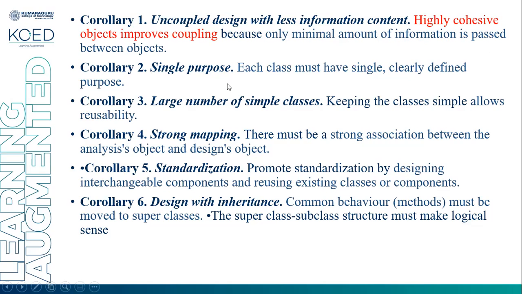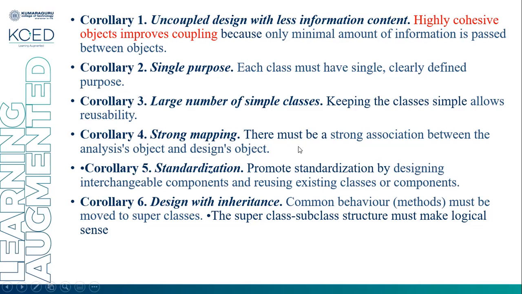The second one is single purpose: each class must have a single and clearly defined purpose. This is corollary number 2. Corollary number 3 is a large number of simple classes. Keeping the classes simple allows reusability. If the class is simple, then we are able to reuse it. That is why we prefer a large number of simple classes over a small number of complex classes.